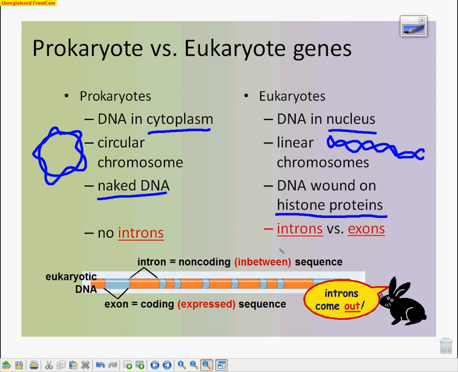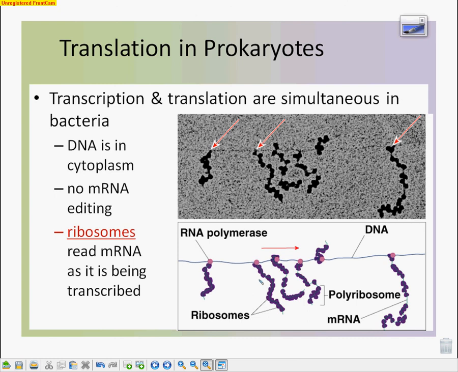We also talked about how we do some processing of our message. Eukaryotes have introns and exons. Prokaryotes, no introns. So much simpler DNA system. And so that makes translation a lot simpler too. This happens at the same exact time. It's simultaneous in bacteria because it's happening in the cytoplasm. You don't have any messenger RNA editing, and you have ribosomes that read the messenger RNA as it's being transcribed. So that's what you're seeing here.